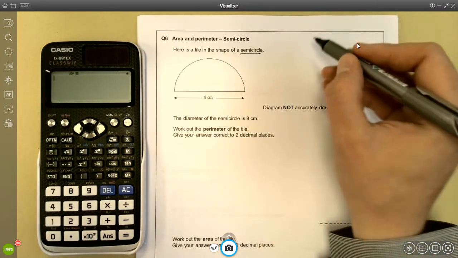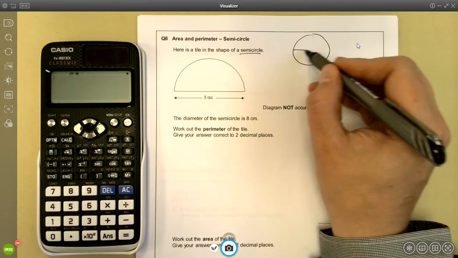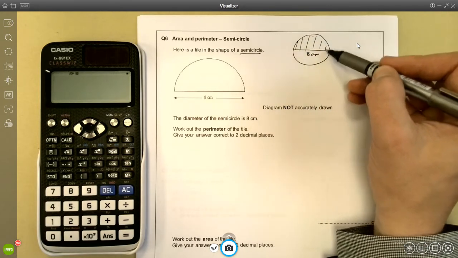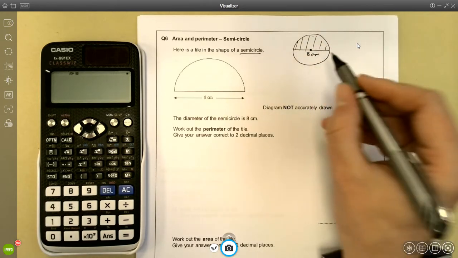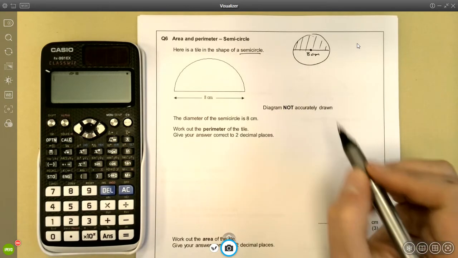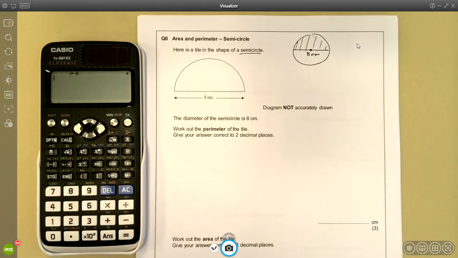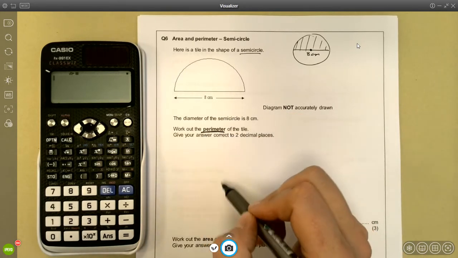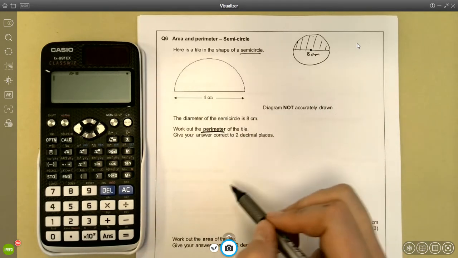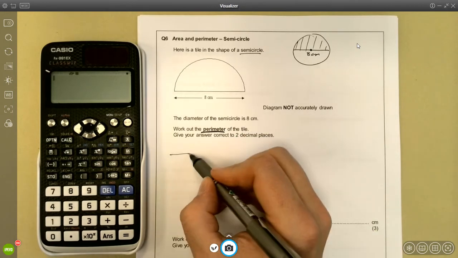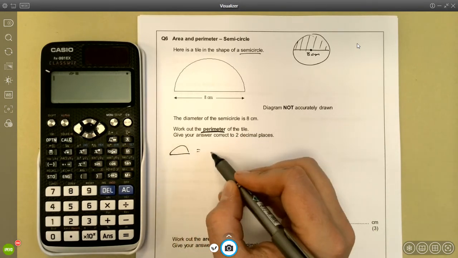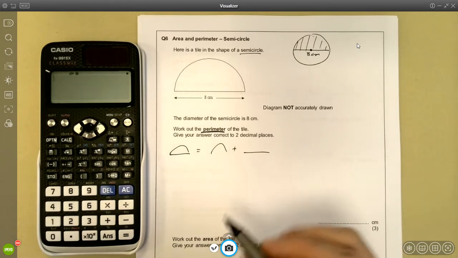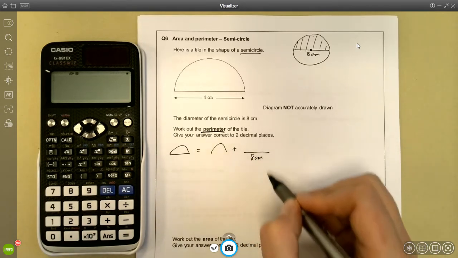Now you visualize the full circle, and that being 8 centimeters. Obviously, we're just looking at the semicircle. That 8 centimeters would have been the diameter of the bigger circle. Okay, we're asked to find perimeter. Perimeter is the outside length. Okay, and you're going to break this down into a semicircle is a curved part plus the straight part. Now, spoiler alert, that part is 8 centimeters.